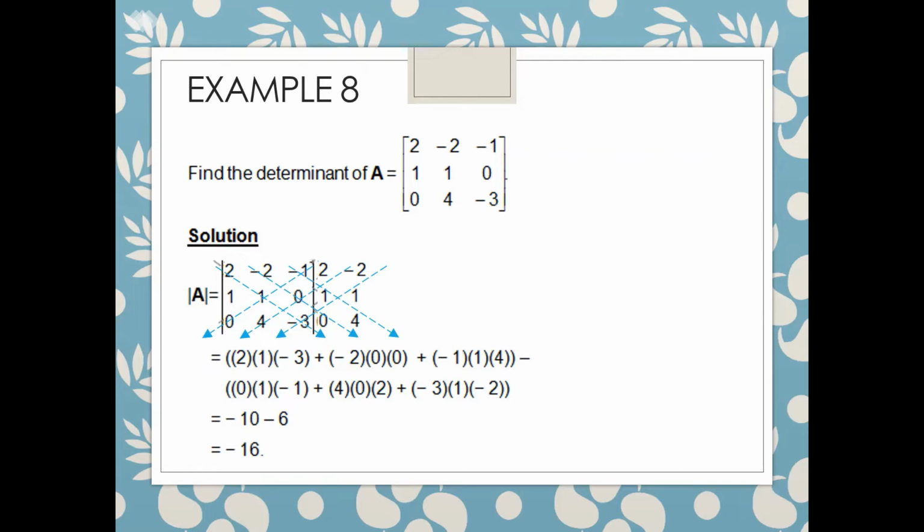That is 2 times 1 times -3 plus -2 times 0 times 0 plus -1 times 1 times 4, then minus 0 times 1 times -1 plus 4 times 0 times 2 plus -3 times 1 times -2. Simplify this, you should get negative 16 as the answer.